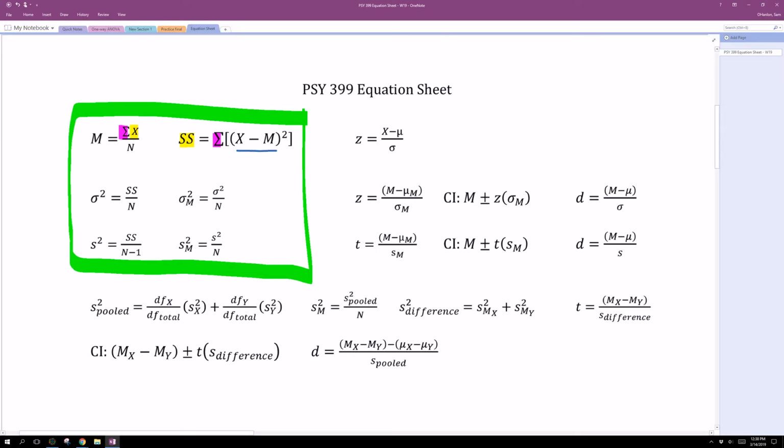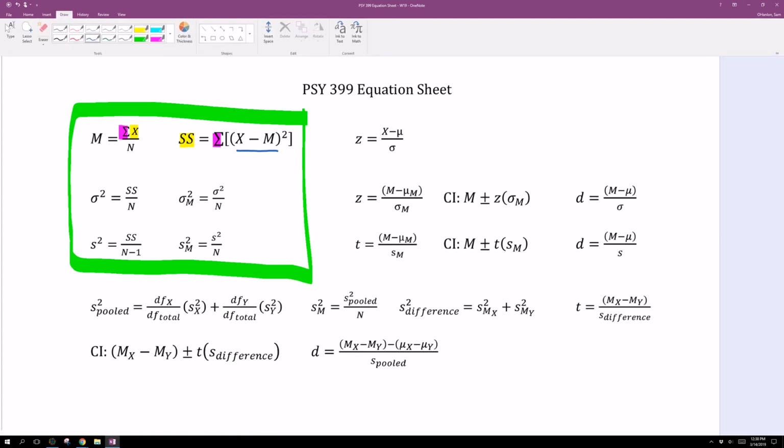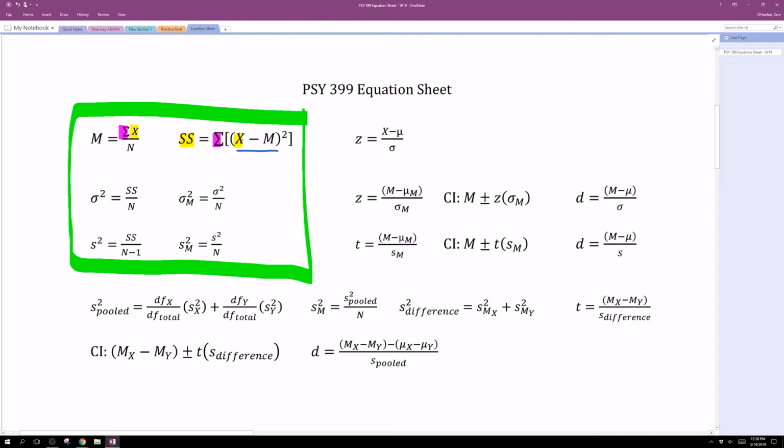Okay, so a deviation score is how much does a given score, remember X is score, how much does a given score deviate from that mean that you calculated? So what's the difference between the score and the mean? Okay, so you have a deviation score, and then you square it. So you do that for each of your scores, and then you sum them all up. So sum of squares, SS, is the sum of squared deviations. So deviation, square it, sum it.